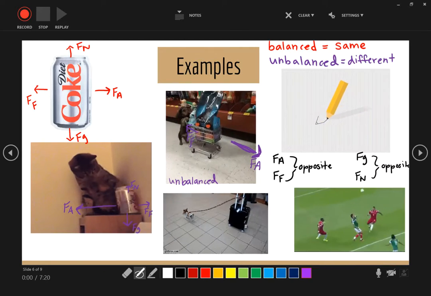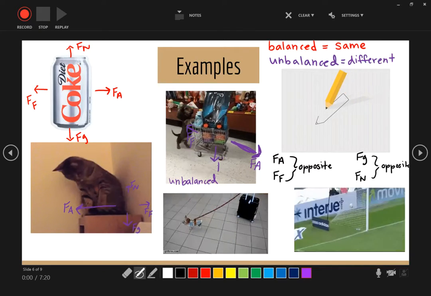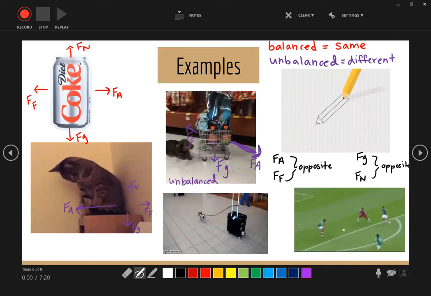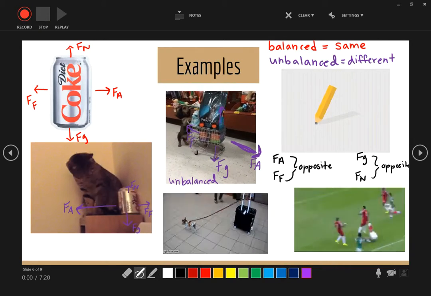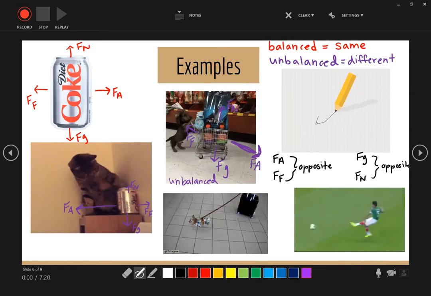What force is always pulling us downwards? That would be force gravity. And what is opposite of force gravity? That is force normal.